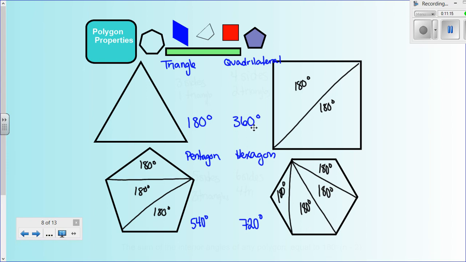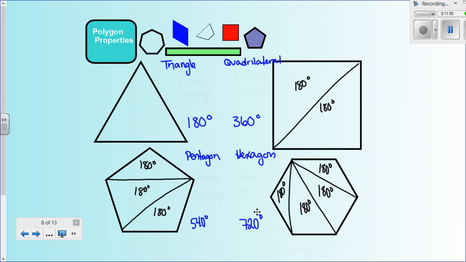The quadrilateral has 2 triangles, so it's 360. The pentagon, when you break it up, gives you 3 triangles, which gives you 540 degrees. The hexagon separates into 4 triangles, each being 180, which gives you 720 degrees as the sum of the interior angles. This process will work for any type of polygon. You can draw all of the diagonals, and multiplying the number of triangles by 180 will give you the interior angles of that polygon.